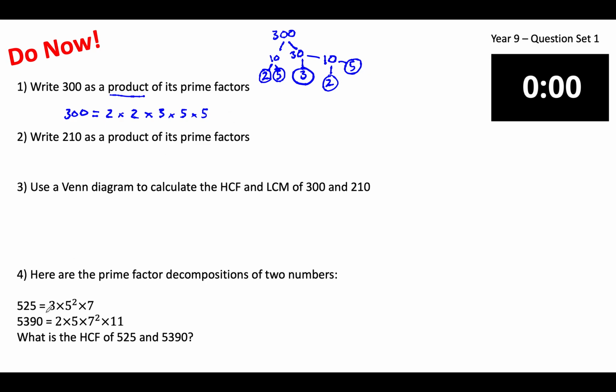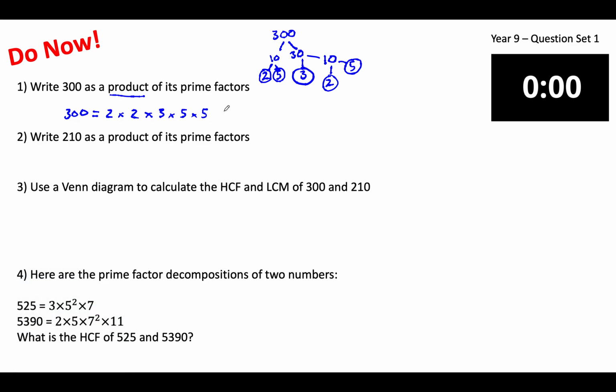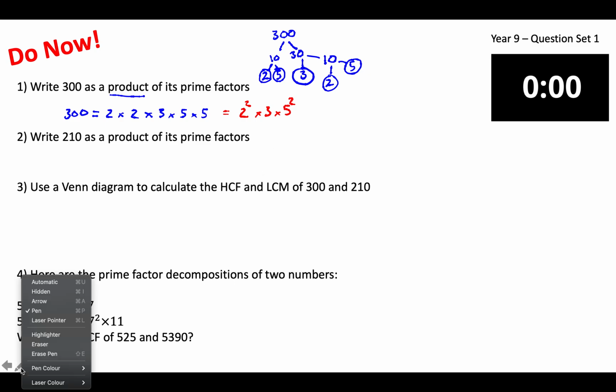Now we like to write them in index form as well. Let's change my pen colour for that, which means I've got 2 2's there, so I'll do 2 squared times 3, because there's only one of those, times 5 squared. Okay, 2 squared times 3 times 5 squared. Let's go back to the blue.